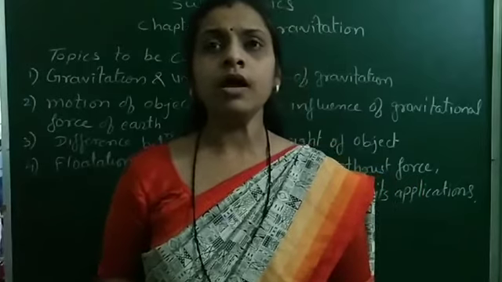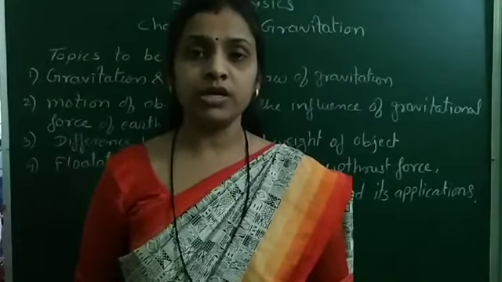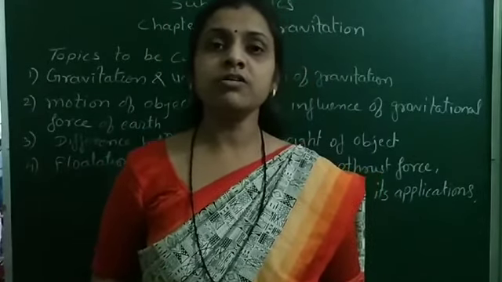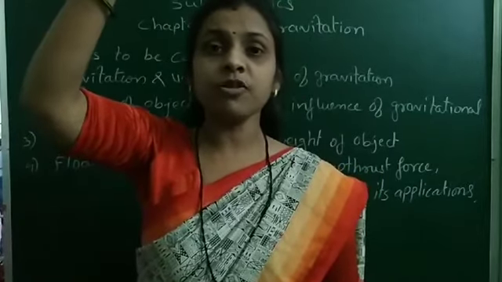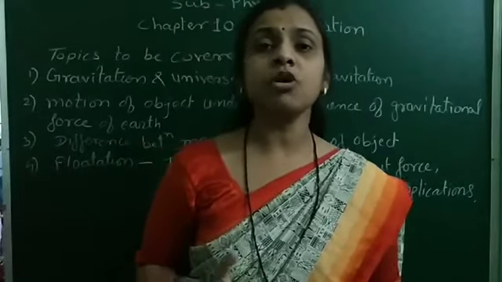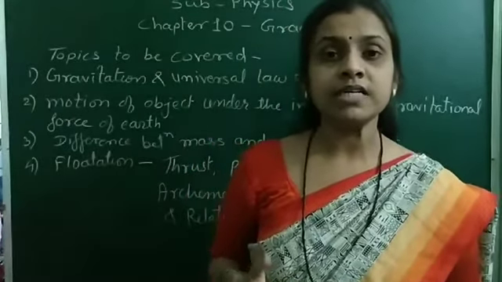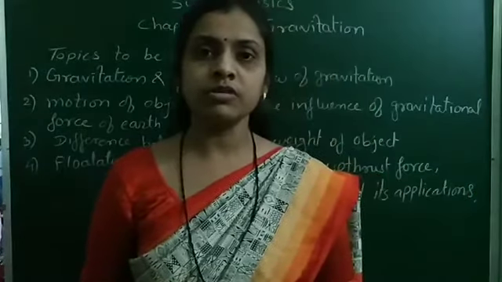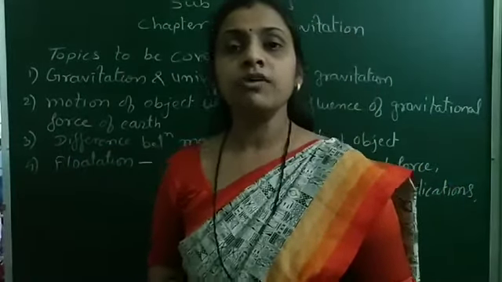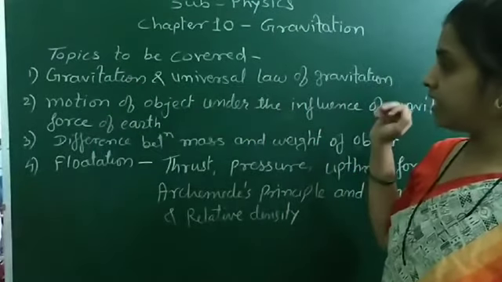Now when any object is thrown upward, it always moves in a downward direction. So, we always observe that if we drop any object from a certain height, it always moves downward towards the earth. Then why do the planets or the moon not drop towards the earth? So Sir Isaac Newton stated that a force is responsible for this, and that force is called the gravitational force. So we have to learn in this chapter what is gravitation and the universal law of gravitation.